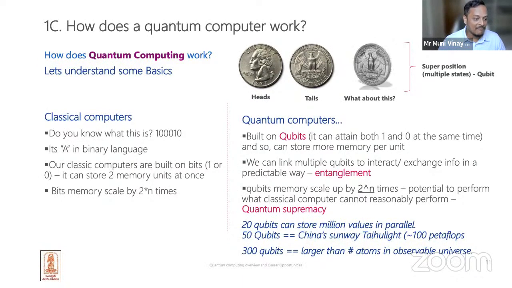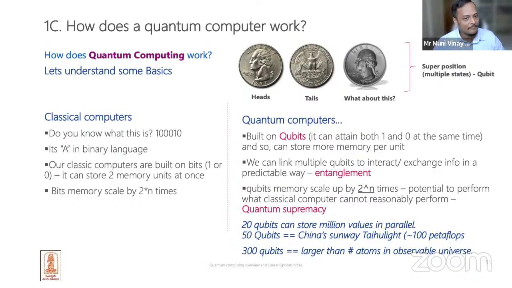And then if I have 50 qubits, I can build a computing power equivalent to China's supercomputer, Sunway TaihuLight. That's a powerful supercomputer available in the world today, which is approximately 100 petaflops per second. It processes that much. And then if I have 300 qubits, that's larger than the number of atoms in the observable universe. So how could I do that?